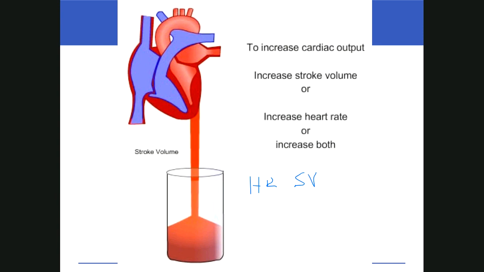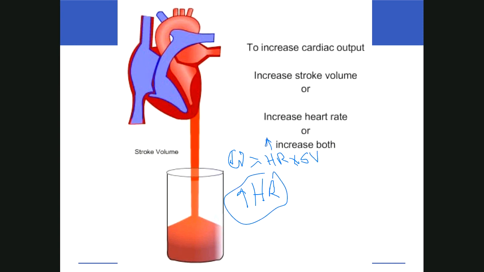So think about what happens if I increase heart rate. If I increase heart rate, what's going to happen to stroke volume? Remember the equation, cardiac output equals heart rate times stroke volume. So if this number goes up, that number is going to go up. Same thing with stroke volume. If I increase stroke volume, if this number goes up, that's going to go up. And if I increase both of them, that's going to go up a lot. Does that make sense to everyone?